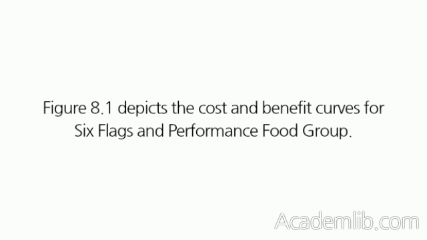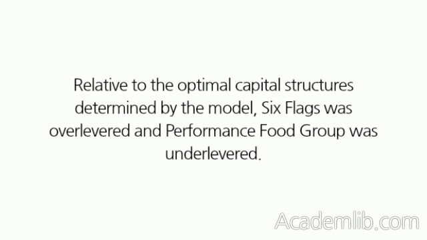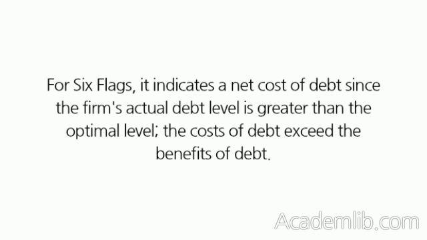Figure 8.1 depicts the cost and benefit curves for Six Flags and Performance Food Group. Relative to the optimal capital structures determined by the model, Six Flags was overlevered and Performance Food Group was underlevered. The shaded areas depict the net benefit, cost, of debt. For Six Flags, it indicates a net cost of debt since the firm's actual debt level is greater than the optimal level, the costs of debt exceed the benefits of debt.